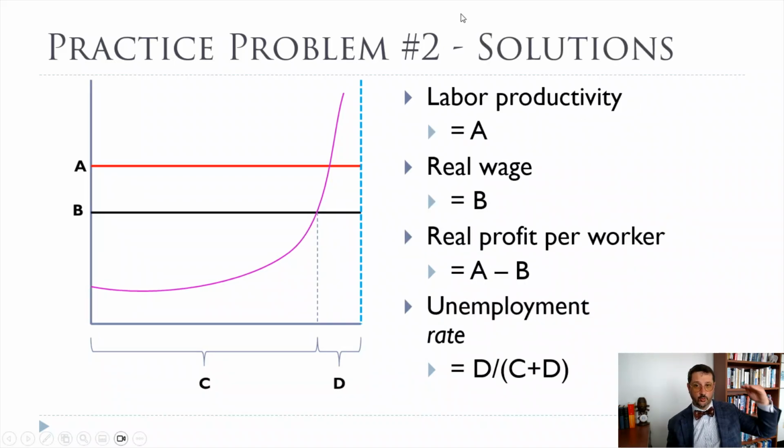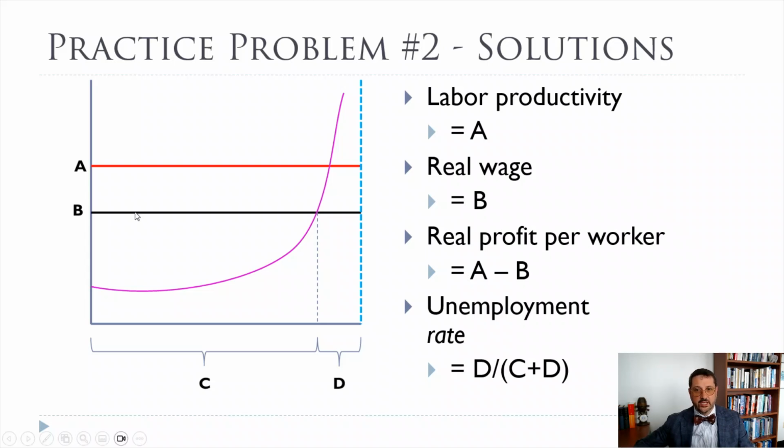Okay, so that red line, A, is labor productivity, right? That's a very important number: how much stuff workers are actually producing. And that is the maximum wage that they could ever get paid, right? You can't pay workers more than they are producing because you'll go out of business.